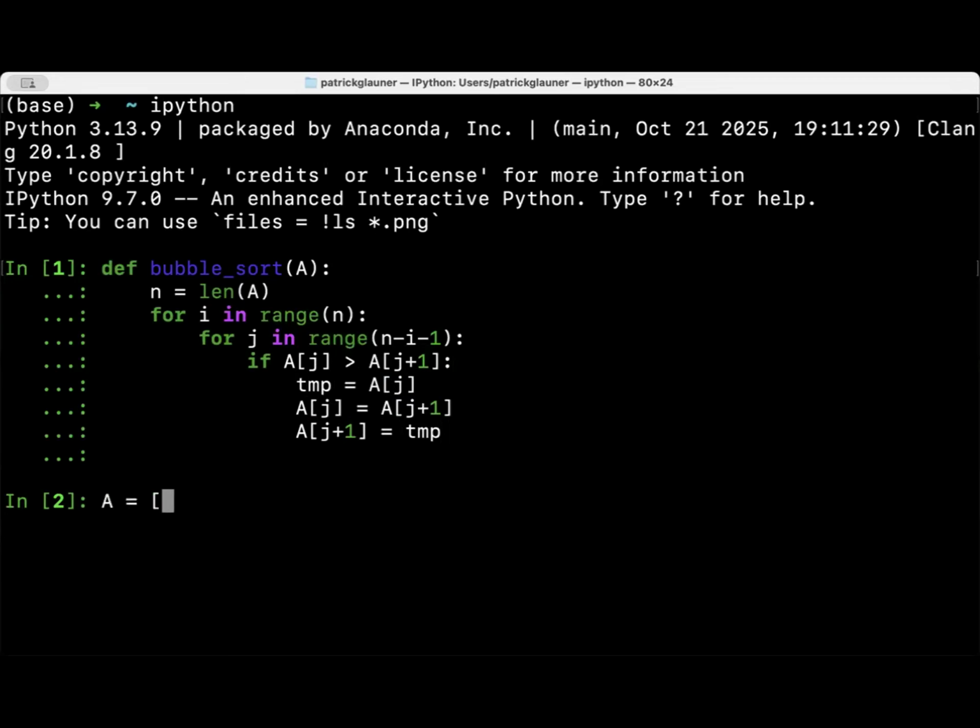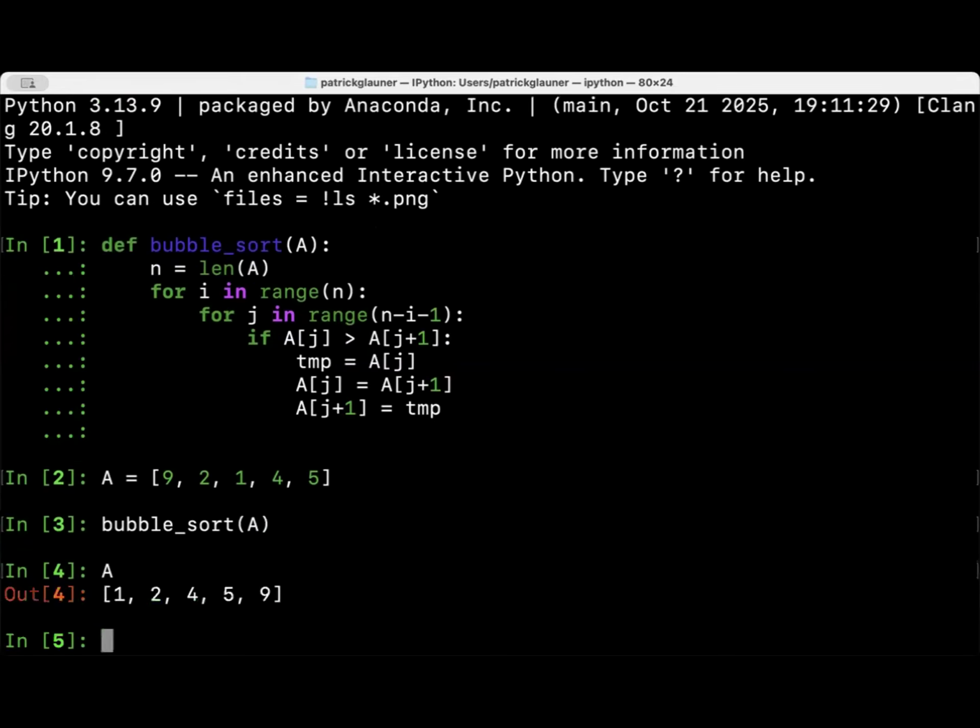And now I can create a data set, which I say is 9, 2, 1, 4, and 5. And I am passing the reference to A to bubble sort. So I'm not returning anything from this bubble sort, but I'm manipulating A because A is a reference to my list. And what I see is it's eventually sorted: 1, 2, 4, 5, 9.